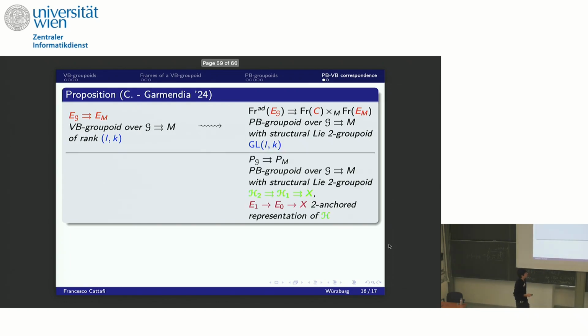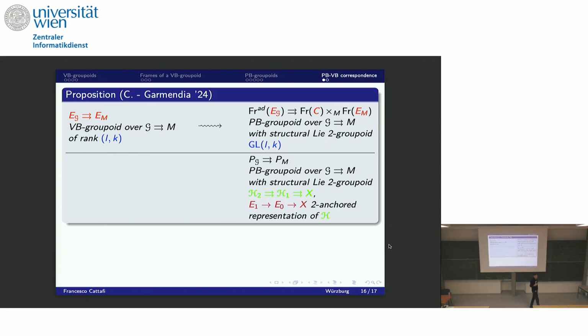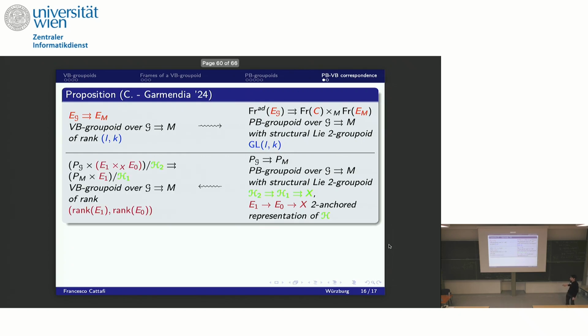So also here, I could start with an abstract PB-groupoid, not necessarily of the form of the frame, where I give it an abstract structural Lie 2-groupoid. Of course, for this to make sense, I need to impose an extra data, which in the previous case was just a representation of a vector space. Here, it will be something more like a suitable notion of 2-representation. But using that one, I can just mimic the same construction.